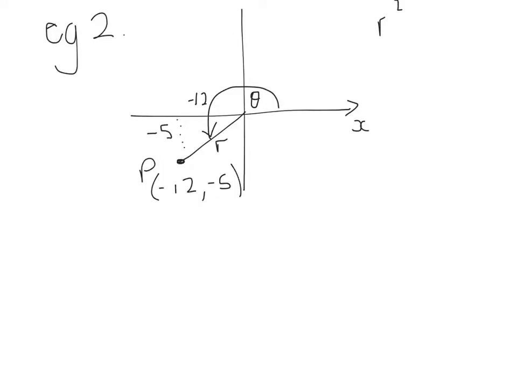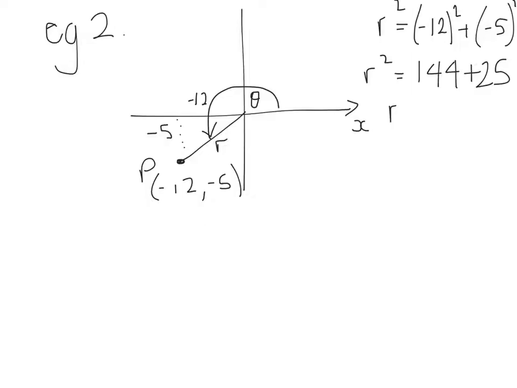So we have r squared equal to (-12) squared plus (-5) squared. So what I've done there is I've put brackets around the negative signs, just because in the calculator it can get a little confused, and a negative squared should be a positive. If you don't get a positive value in your calculator, it's because you've not included those bracket signs. So we've got r squared is equal to 144 plus 25. So r squared is equal to 169, meaning r is 13.